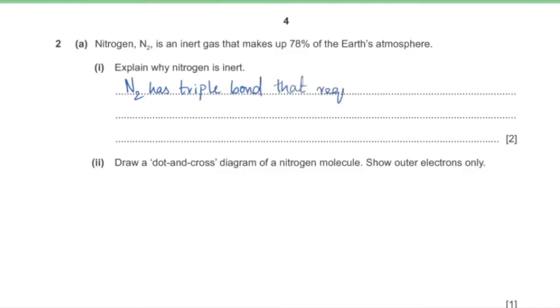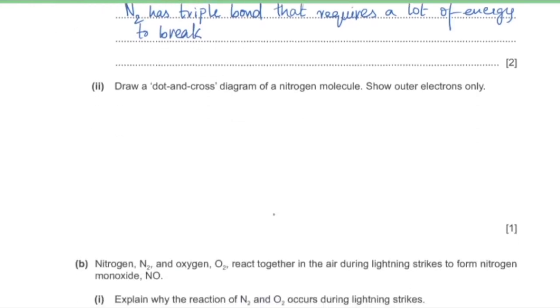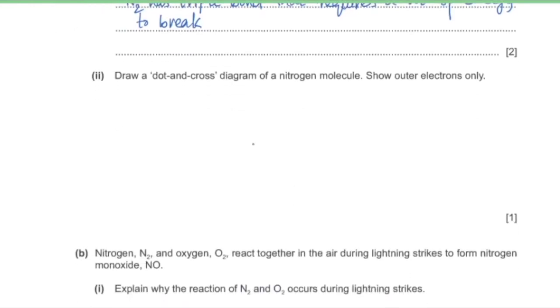that requires a lot of energy to break and react. Part 2, draw a dot and cross diagram of a nitrogen molecule. Show outer electrons only. So 2 nitrogen atoms, each of them will be sharing 3 of its valence electrons.